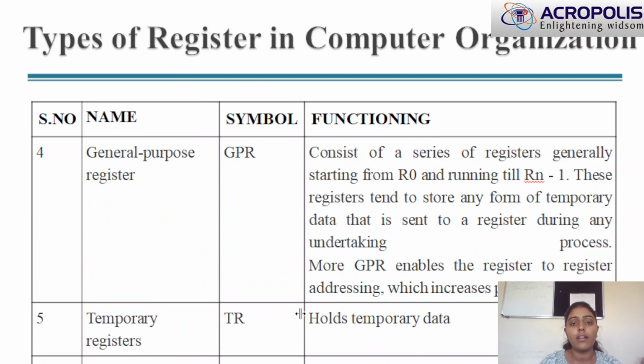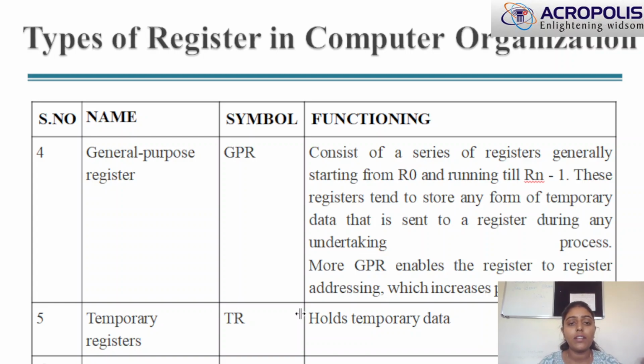Now the fourth one is the general purpose register, which is indicated by the symbol GPR, and it consists of a series of registers generally starting from R0 and running till Rn-1. These registers tend to store any form of temporary data that is sent to a register during any process. More GPRs enable register to register addressing, which increases processing speed.